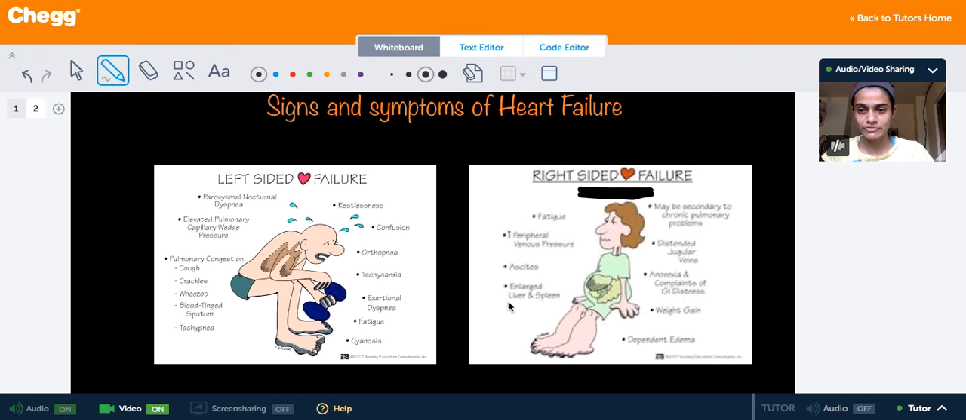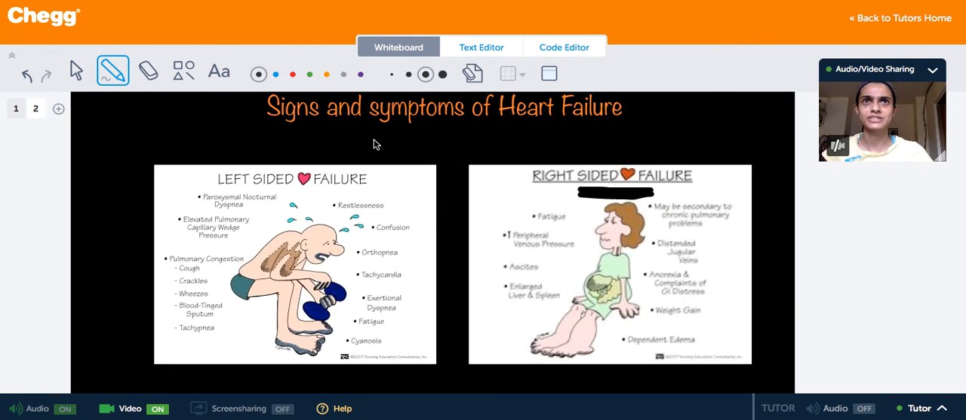In case of left-sided heart failure, as you can see here, you have something called PND, or paroxysmal nocturnal dyspnea, which is basically a $5 word for episodic breathlessness at night, which means that every now and then the person will wake up feeling breathless at night, having to gasp for air. That is often accompanied with orthopnea.